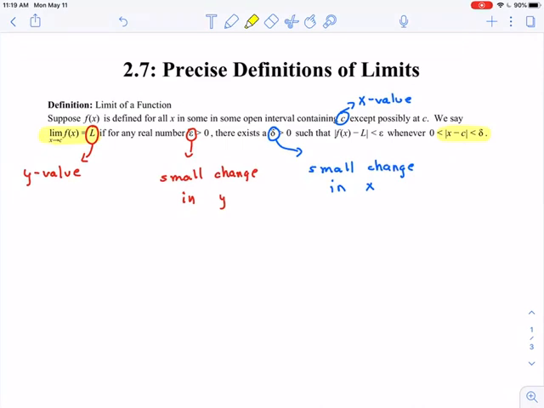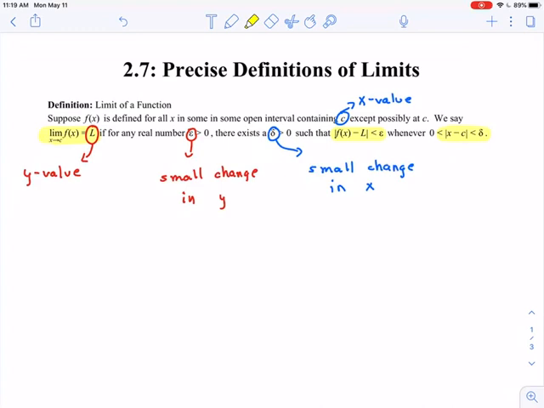So if this happens, then it is guaranteed that if you take that number and plug it into your function, so that's what this f of x is right here, if you plug that number into your function, it will be within epsilon units of L. So that means you're very, very close to our limit. And that's really all the limit says.